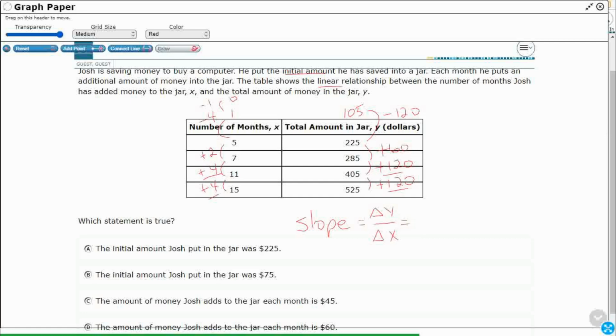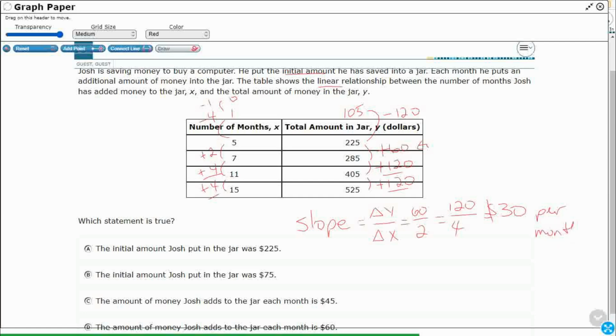Okay, so I've got a few different options here. I can do this first one, right, which was the 60 over 2, right? It was $60 for 2 months. Or I can do the next two jumps, right? That was the 120 over the 4, right? Since this is a linear relationship, those are equivalent fractions. What I need to do is just simplify that down to a basic slope, and either one of those is going to equal 30. Okay, so it looks like Josh is putting in $30 per month. That's my slope.